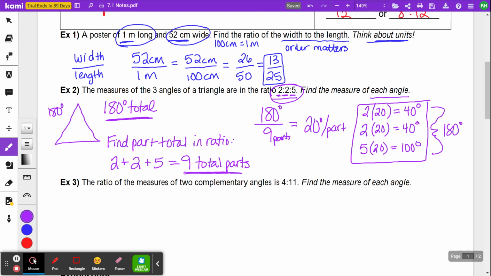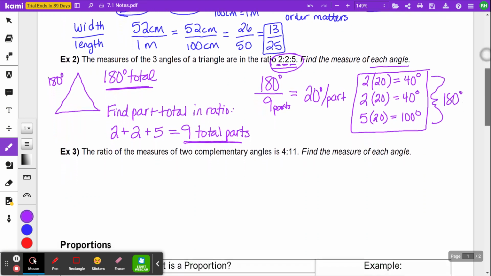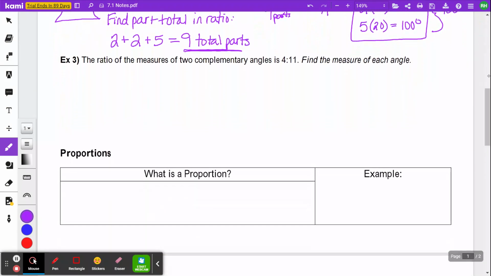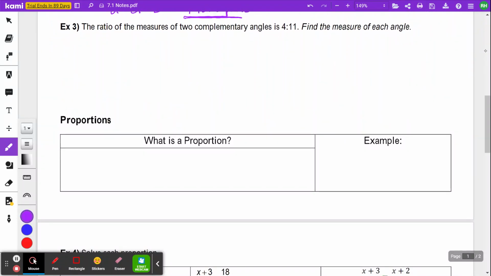Okay, so number 3, the ratio of the measures of two complementary angles is 4 to 11. So 4 parts to 11 parts. And the word complementary, hopefully you remember, this means 90 degrees. So if I'm drawing a little picture here, this would be like 90 degrees, right? 2 angles that make that up. This one's 4 parts, this one's 11 parts. So one should be bigger than the other. Together they make 90 degrees total.